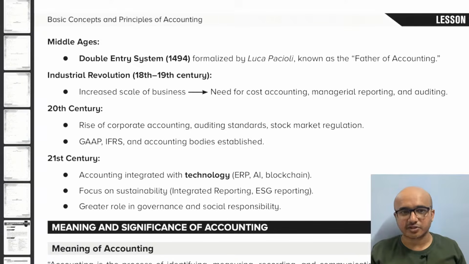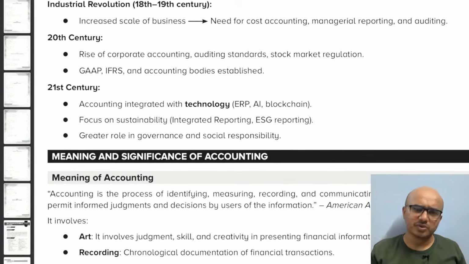Then we have the 20th century, rise of corporate accounting, auditing standards, stock market regulation. Of course, we have seen lots of scams here. Then we have generally accepted accounting principles, that is GAAP, IFRS, accounting bodies established. Of course, that happened in the 20th century.